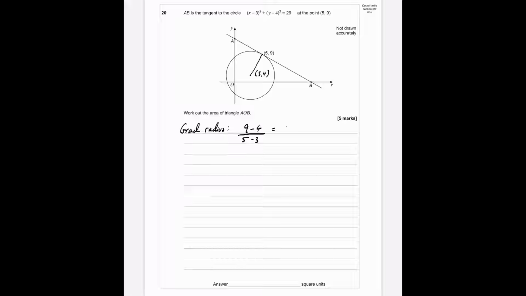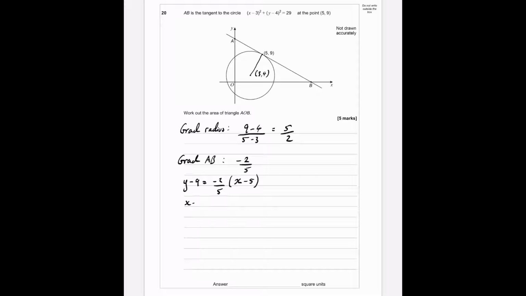That comes out as 5 over 2. AB is perpendicular because we have a tangent and a radius, so the gradient of AB is going to be the negative reciprocal of 5 over 2, which is negative 2/5. And so the equation of the line passing through A and B is going to be, well, y minus y1 equals m(x minus x1), and y minus 9 equals negative 2/5 of (x minus 5).